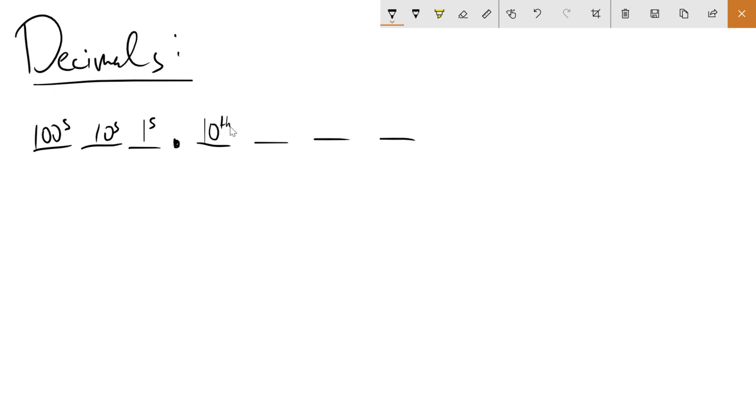So the first one is the tenths. There is no oneths spot. The oneth spot is just the ones. So it's the tenths, then it goes down to the hundredths, the thousandths, and so on, right? The 10,000ths. And so it's kind of like a reflection of the whole numbers. It just goes down by factors of 10.